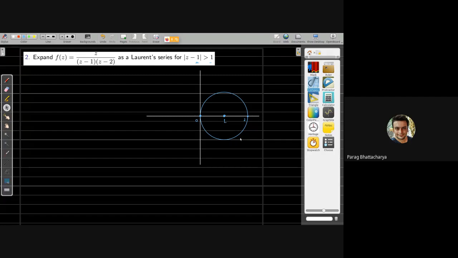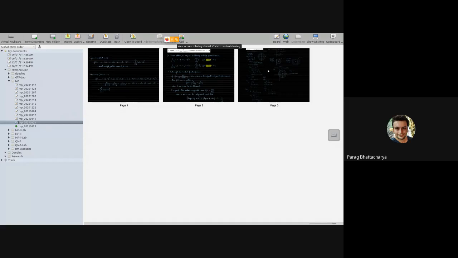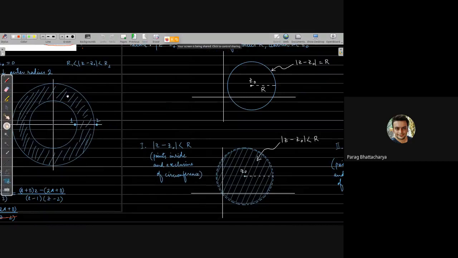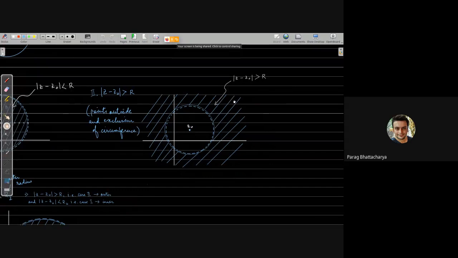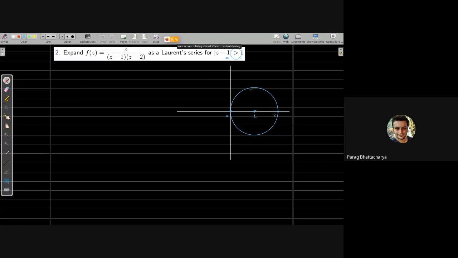So what kind of region do you want? Look at the symbol that we have here. It's a greater than symbol. Are we talking about the interior area or the exterior area, the points inside or the points outside? You may want to go back to the discussion that we had in the previous class. If you have a greater than symbol, then we are talking about the region which is outside. So basically we're interested in the region which is outside.